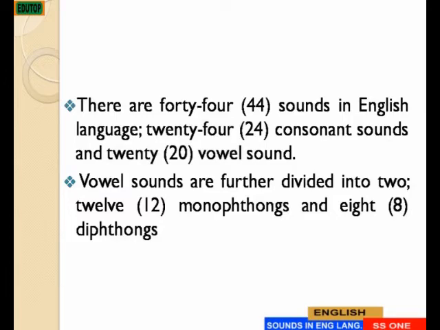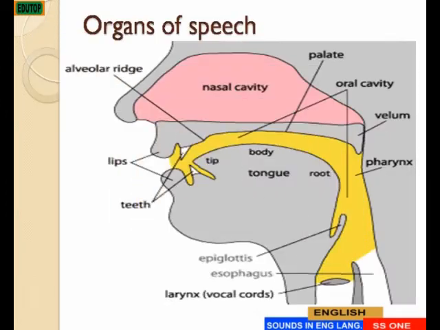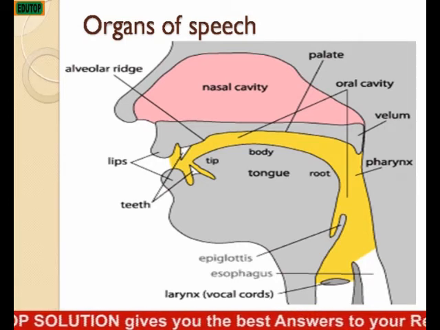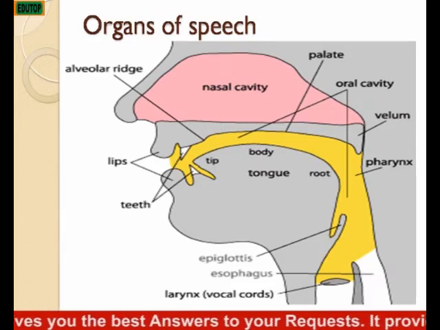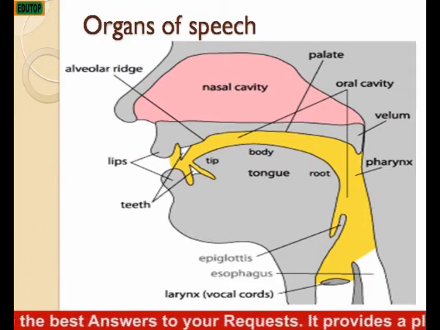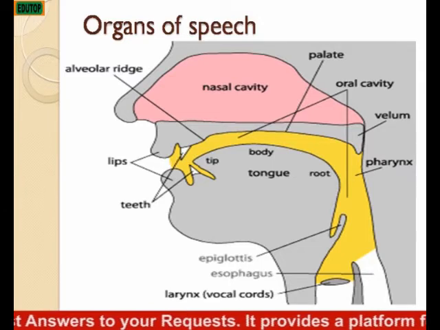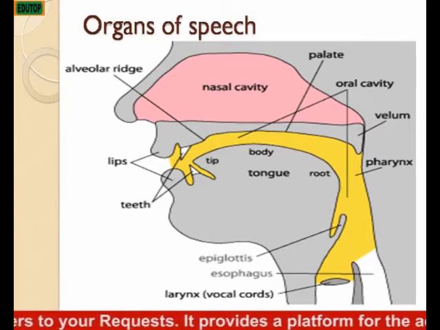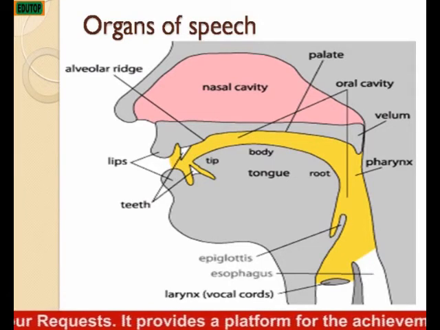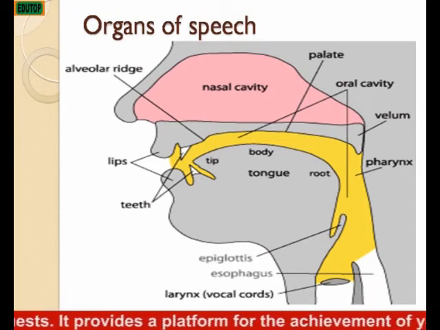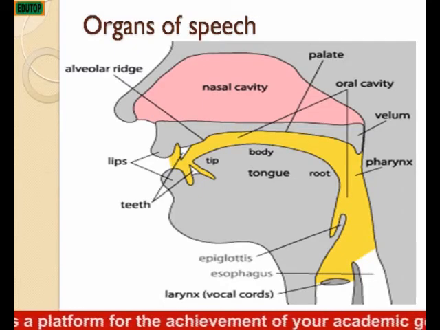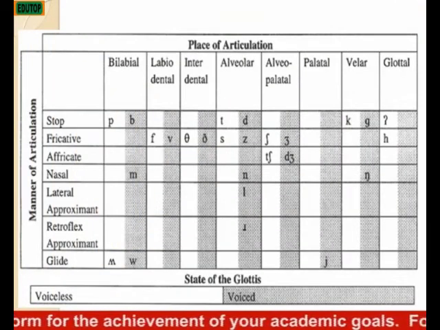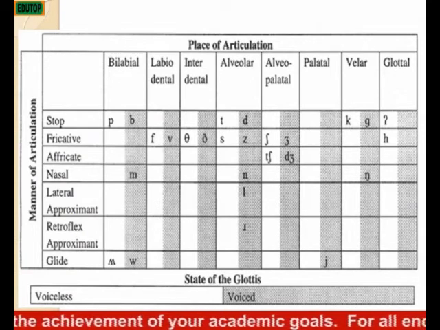Now let's look at the organs of speech. There are some organs of the body that are responsible for the speech we produce. It starts with the lungs, the lips, the teeth, the palate, the tongue, the oral cavity, nasal cavity, the pharynx. We have the larynx, that is the vocal cord, and some other parts of the body. Now we are going to be considering the consonant sounds first. We have a chart A, which is called the consonant chart.